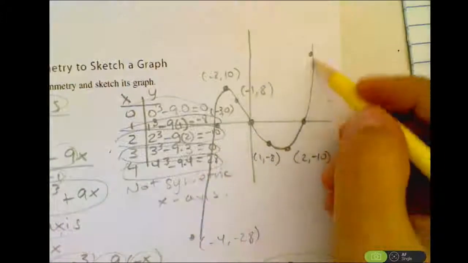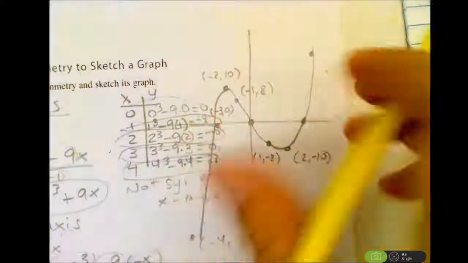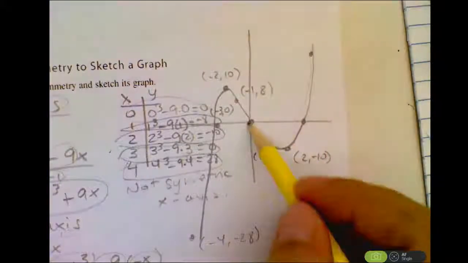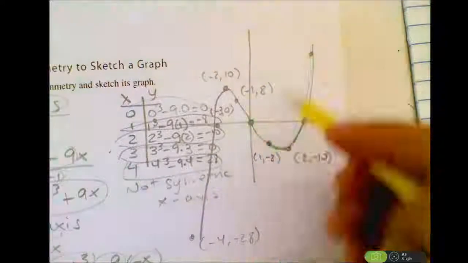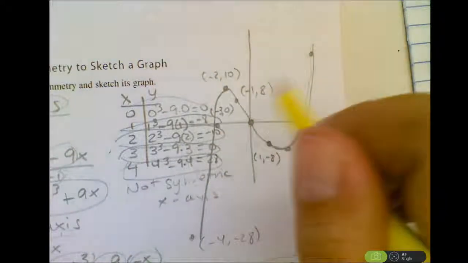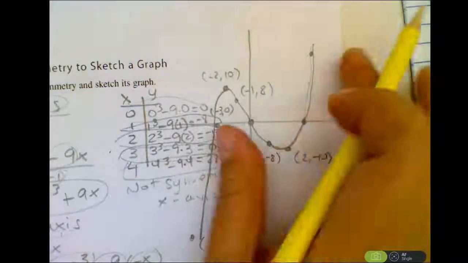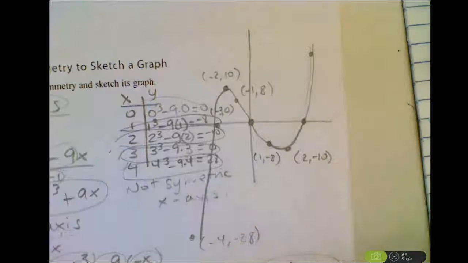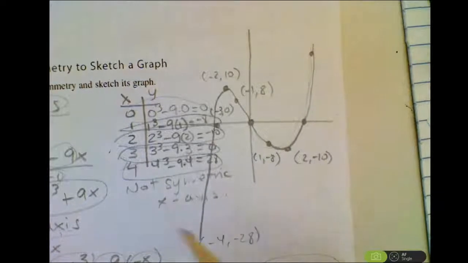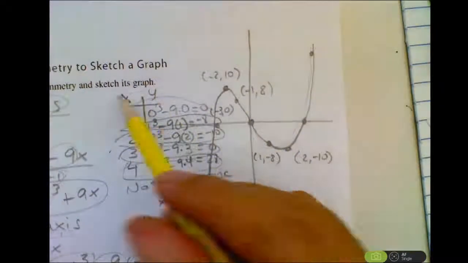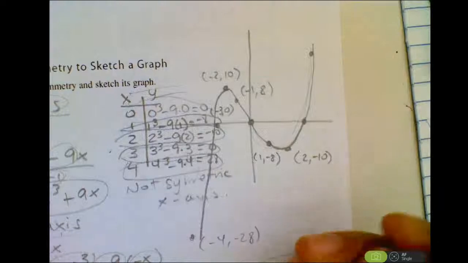So I can see now how there is a symmetry with respect to the origin. This piece, if I draw it and then I turn it around the origin, is going to overlap with this other piece. And that's how I test for symmetry, and that's how I use that symmetry to sketch my graph in an efficient manner.